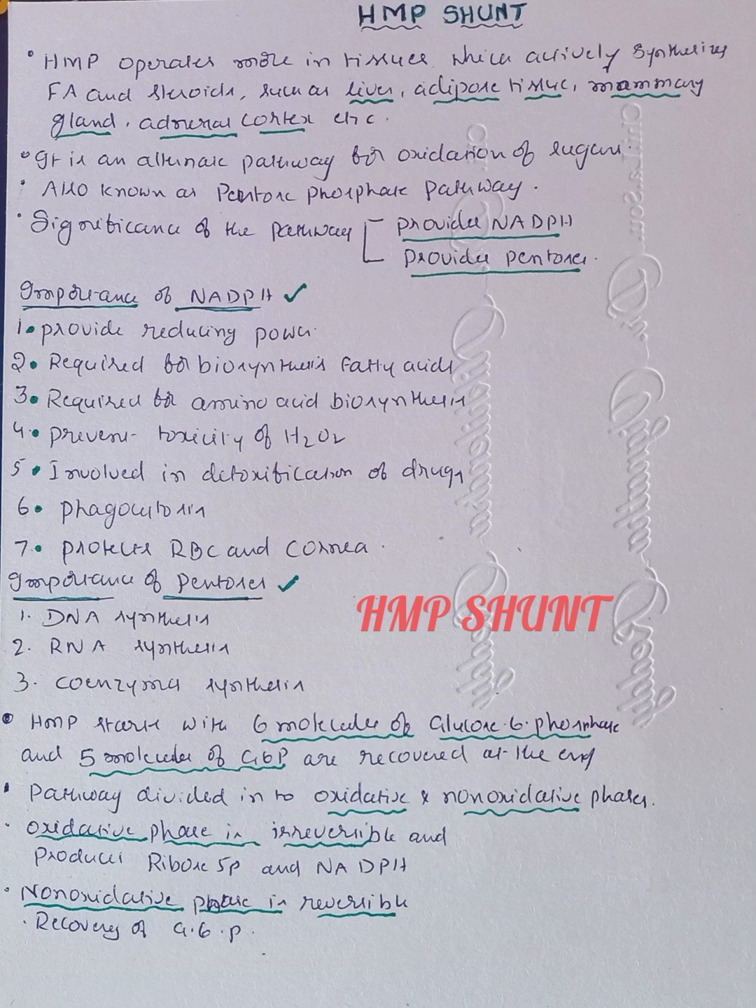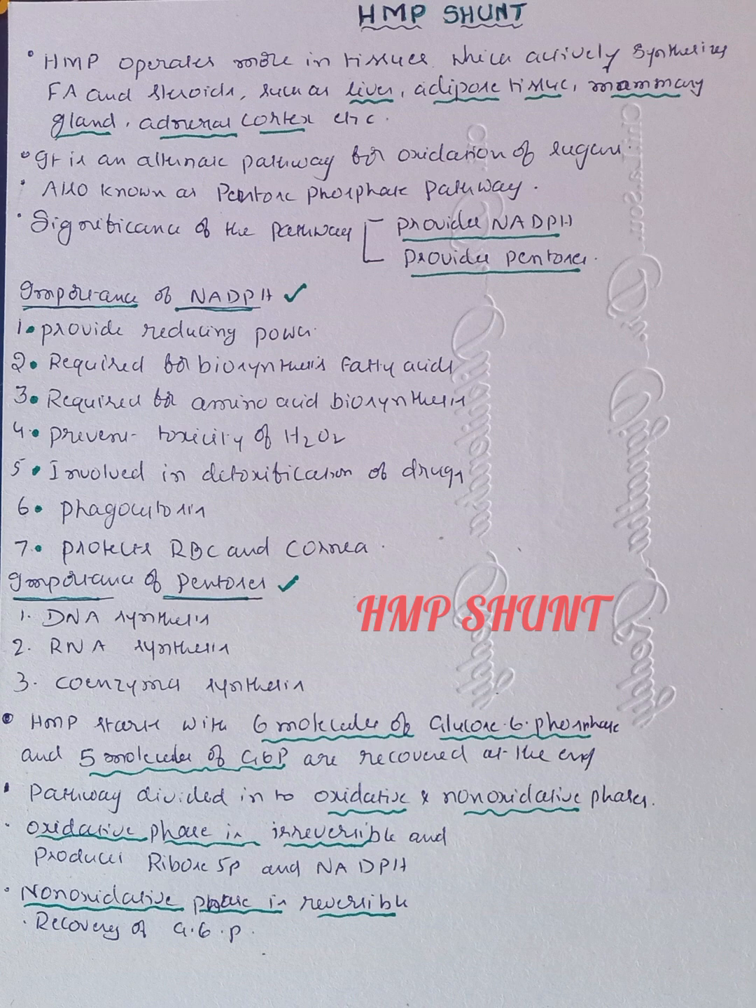HMP shunt is rather considered as an anabolic pathway because it is involved in the production of pentoses and NADPH. No ATP is directly utilized in the HMP pathway. Enzymes of HMP shunt are located in the cytosol of liver and adipose tissue. HMP shunt starts with 6 molecules of glucose 6-phosphate and at the end 5 molecules of glucose 6-phosphate are recovered and regenerated and 6 carbon dioxide are produced.